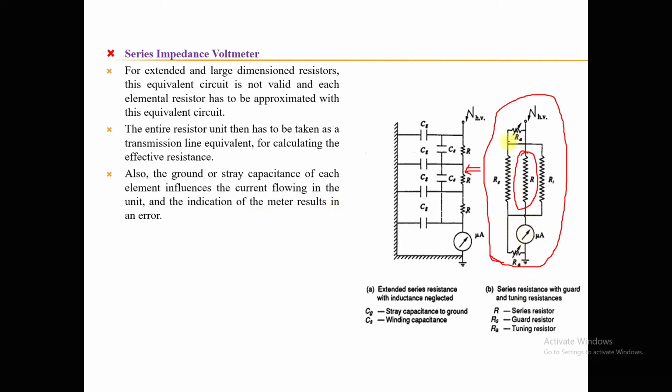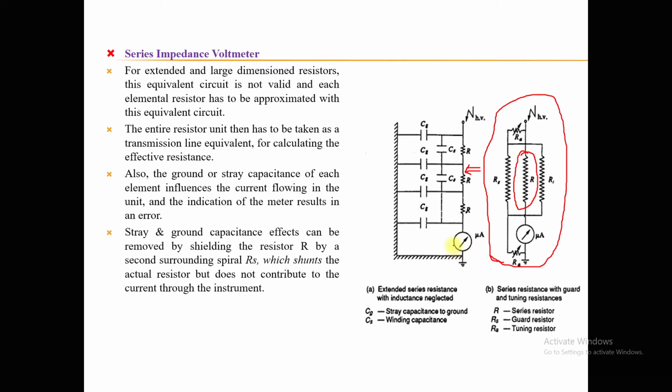Okay, let us first eliminate these RA components. We are not considering this RA. As you can see in this extended version of the equivalent circuit, there is an influence of the stray capacitance and the ground capacitance, and because of the involvement of these capacitors, whatever reading you obtain on this microammeter scale is erroneous. So there will always be an error. So what could be done to eliminate this error?